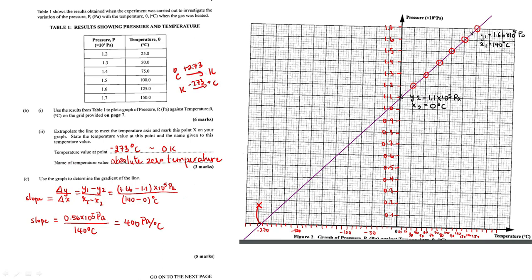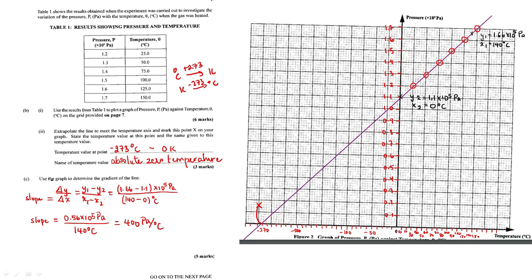So this is 0 K. And it says name the temperature value, and this temperature value, 0 kelvins, is referred to as absolute zero temperature. So you see the relationship, negative 273 degrees Celsius and 0 kelvins are equivalent, and they represent the term absolute zero temperature. This is where it is taught that all particles are not moving, they have no energy.